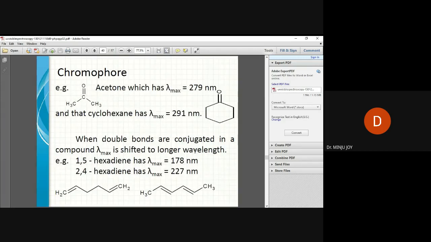For example, we can see acetone, which is showing a lambda maximum of 279 nanometer, or if it is in a cyclohexane ring, it is 291. When double bonds are conjugated, then lambda maxima will be shifted to higher wavelength. For example, first one, 1,5 hexadiene. It is a non-conjugated compound and is showing lambda max of only 178, whereas 2,4 hexadiene, which is having a conjugated double bond, is showing 227 nanometers.